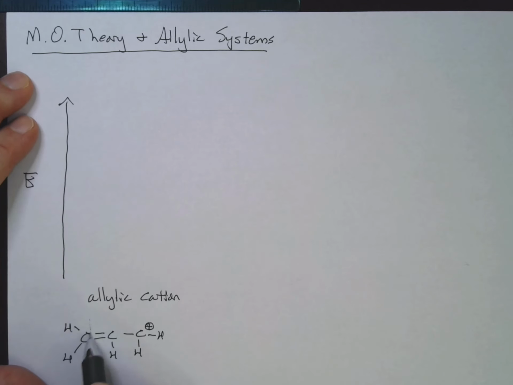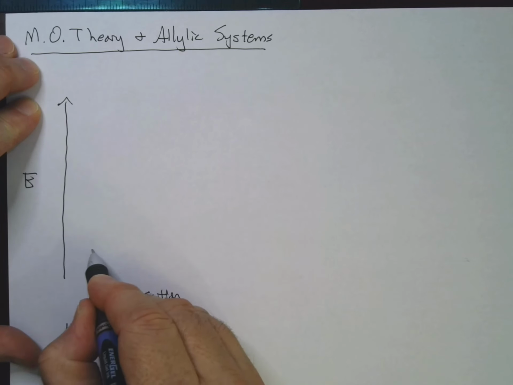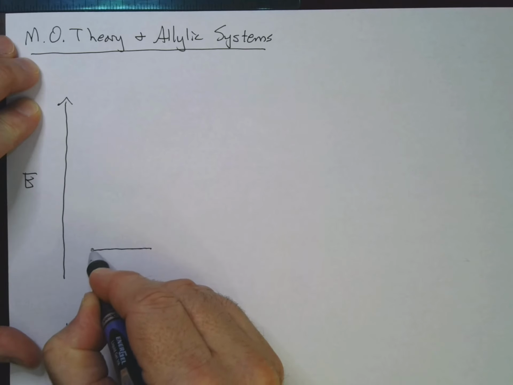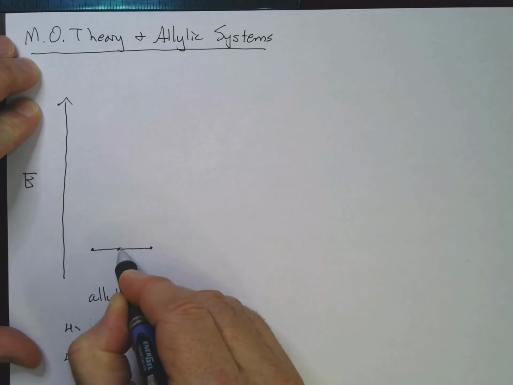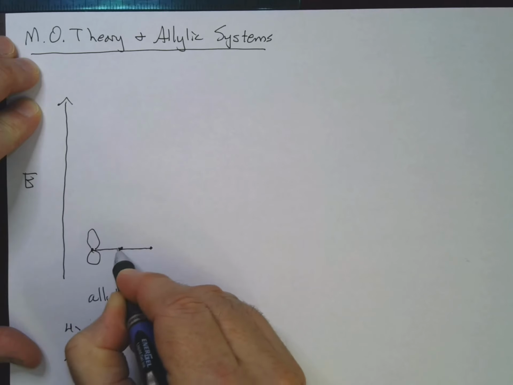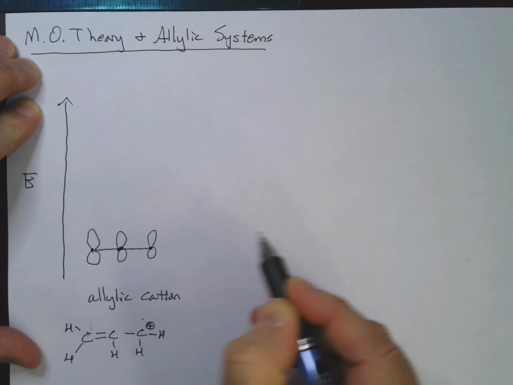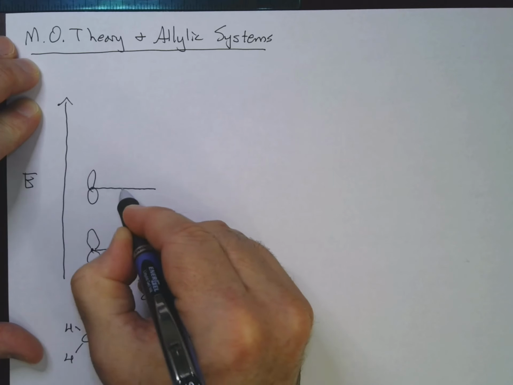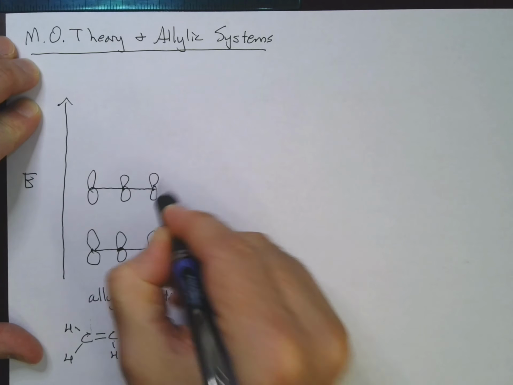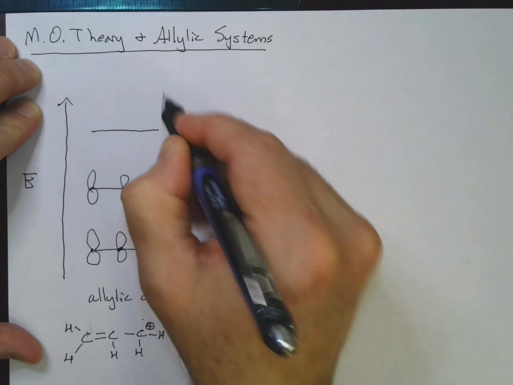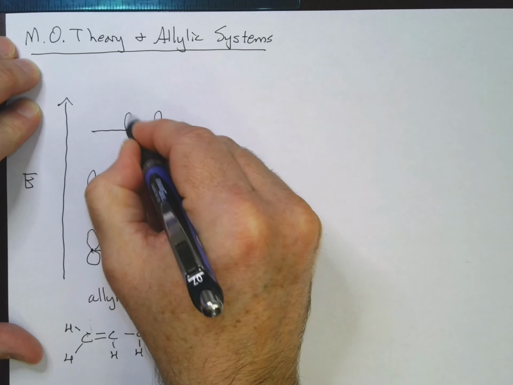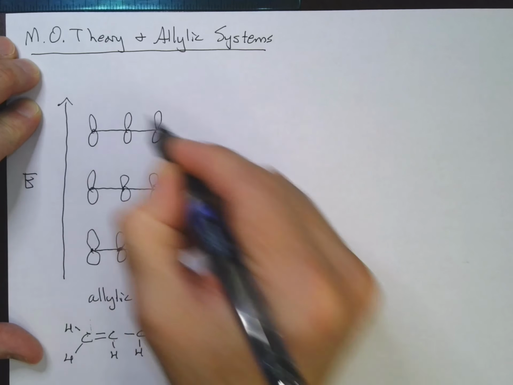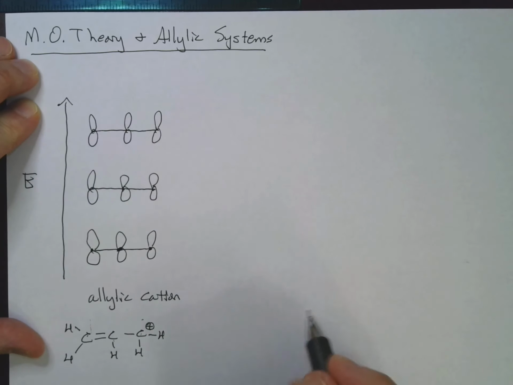So I have a p orbital here, and a p orbital. That's where the positive charge is. So I've got 3 p orbitals. So let me draw these in here. So I've got my 3 atoms. And I've got 1, 2, 3. Now I should end up with 3 molecular orbitals because I started with 3, and I've actually drawn the middle one incorrectly. And we'll get to that in just a minute.